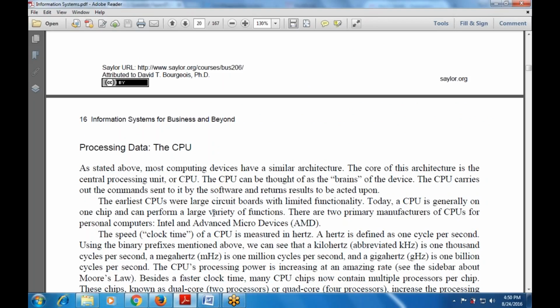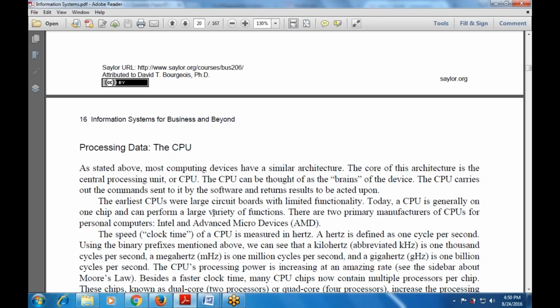And what is the measurement of the CPU? The CPU speed is always measured in hertz, which is defined as 1 cycle per second. Using the binary prefixes mentioned above, kilohertz is 1000 cycles per second, megahertz is 1 million cycles per second, and gigahertz is 1 billion cycles per second. So these are the various measurements of the CPU.